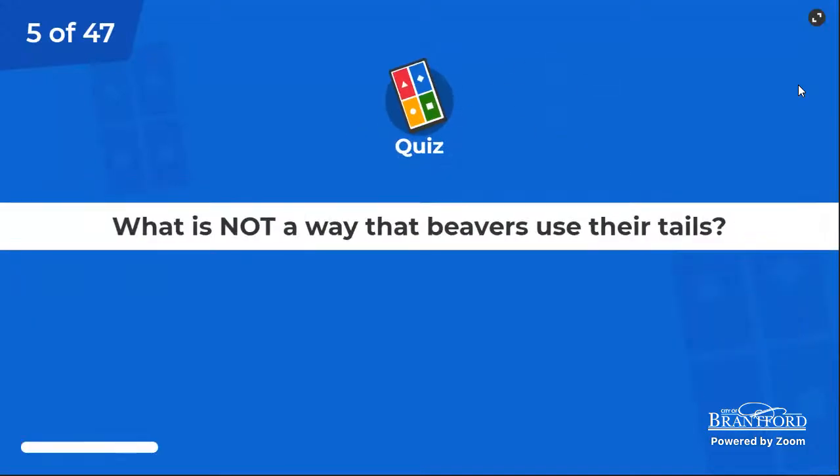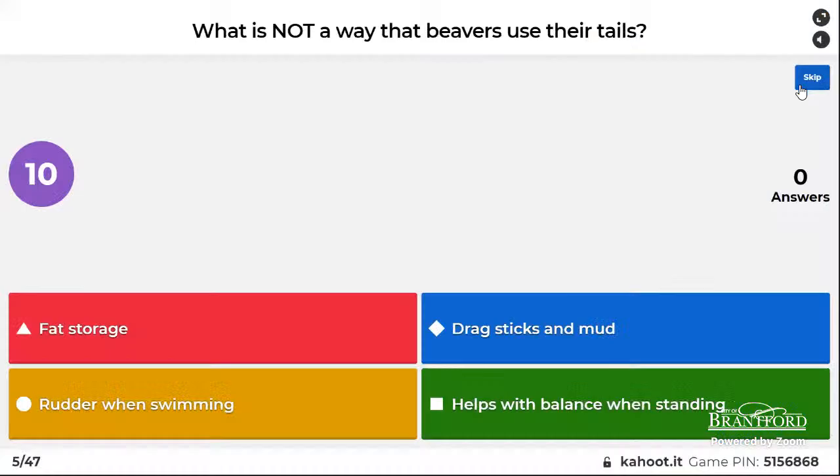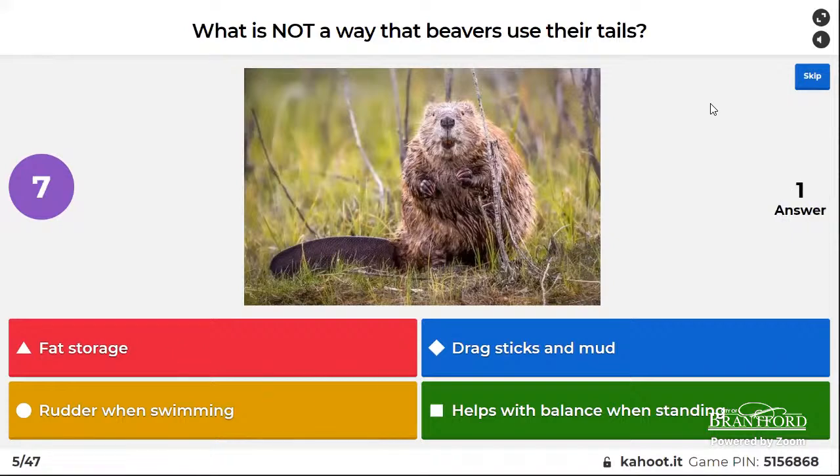Next question. What is not a way that a beaver uses their tail? Is it for fat storage, drag sticks in mud, rudder when swimming, or helps with balance when standing?